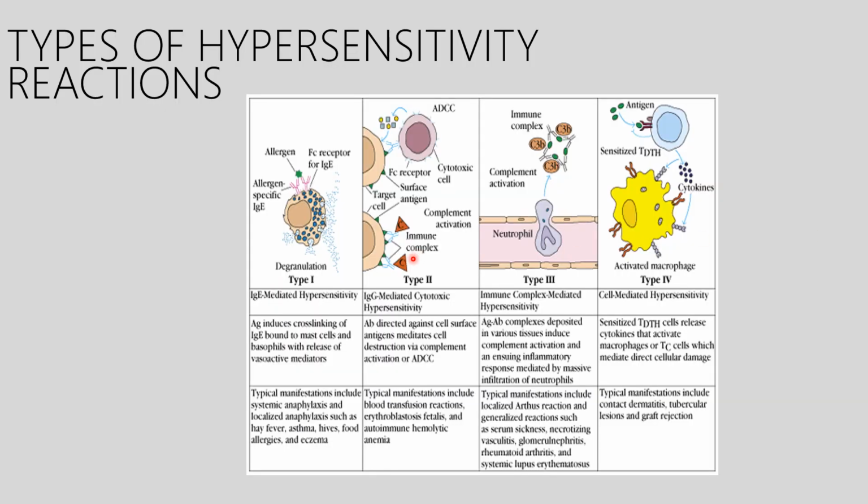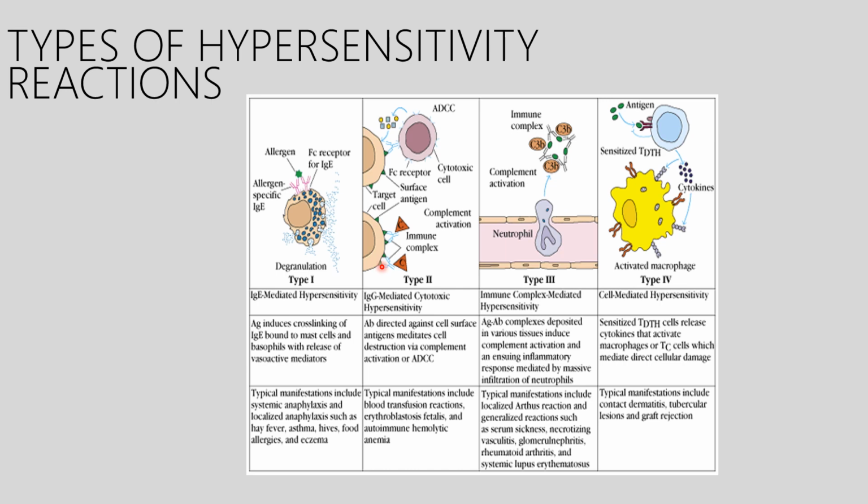Again, the types of hypersensitivity reaction are named as such depending on the mediator and also on the onset of action. Type 1 is IgE mediated, or immediate type of hypersensitivity. So what are the common manifestations of a type 1 hypersensitivity? The common manifestations will be systemic anaphylaxis or localized anaphylaxis, and the examples of those are when you get hay fever, asthma, hives, or some food allergies, and eczema.